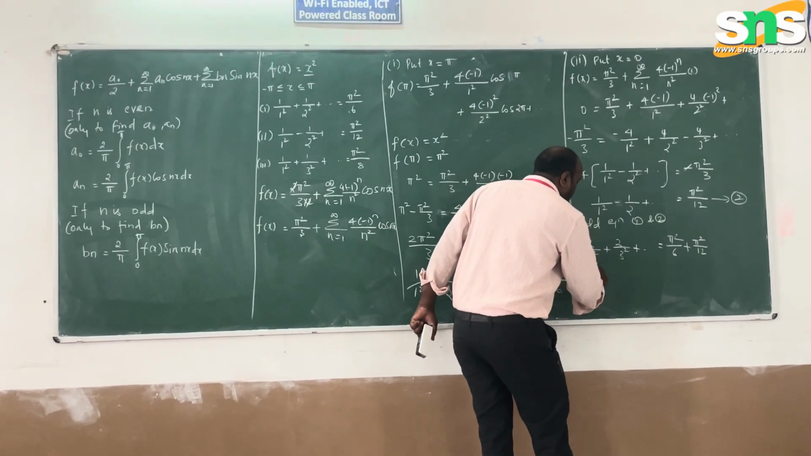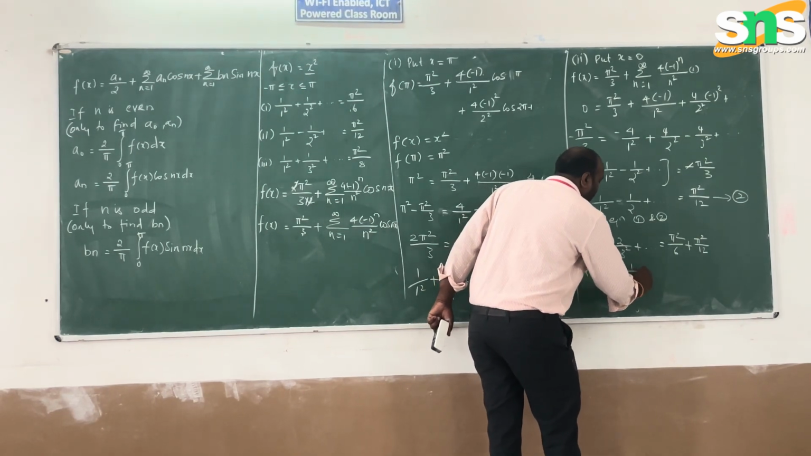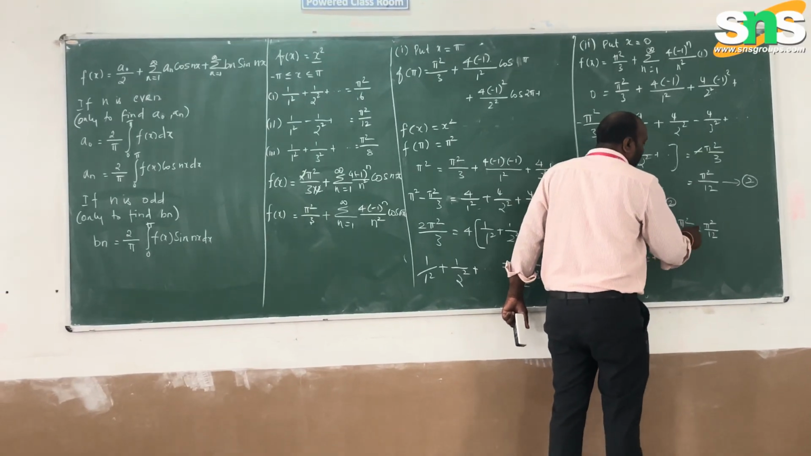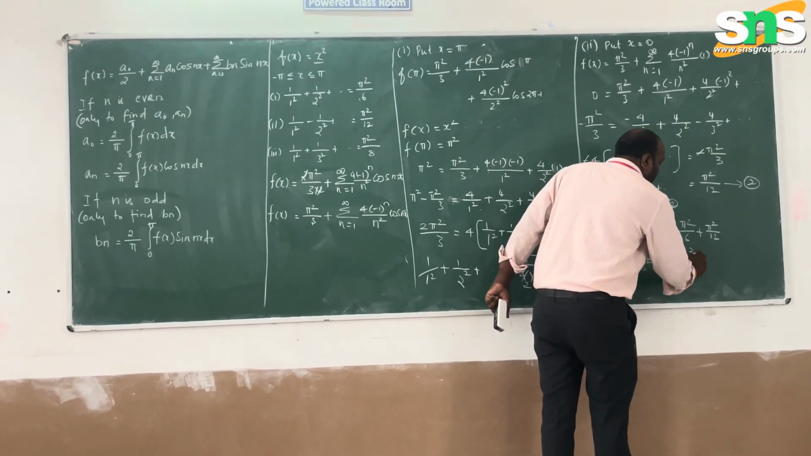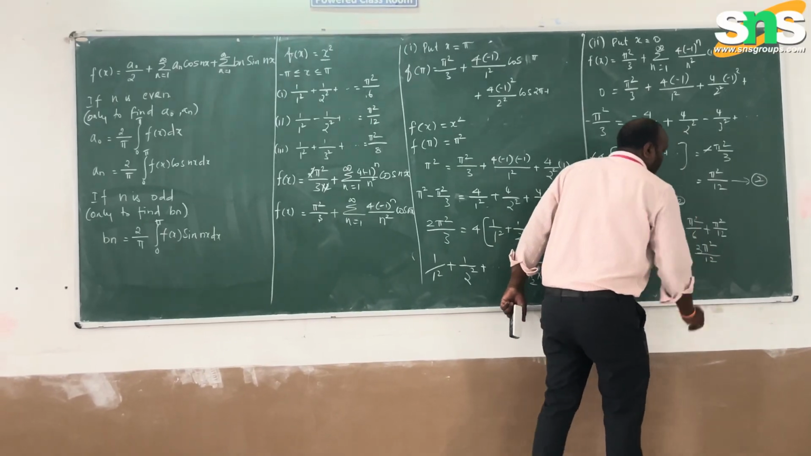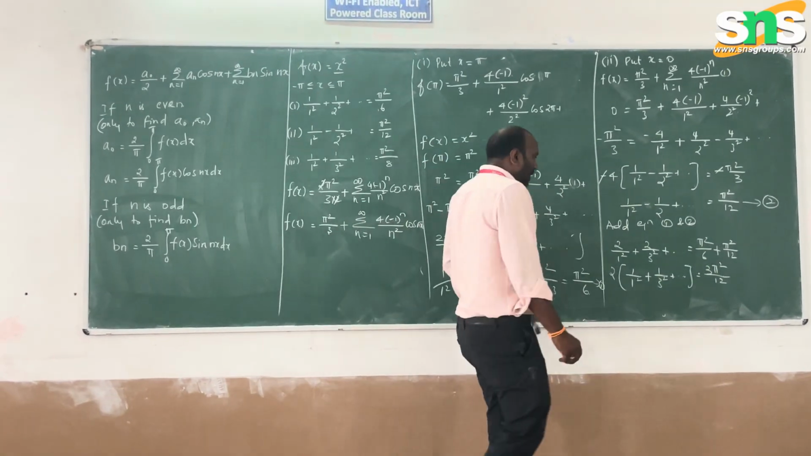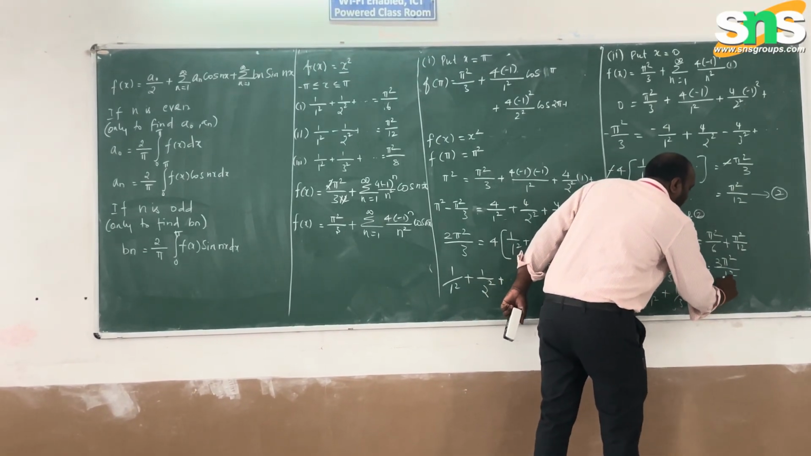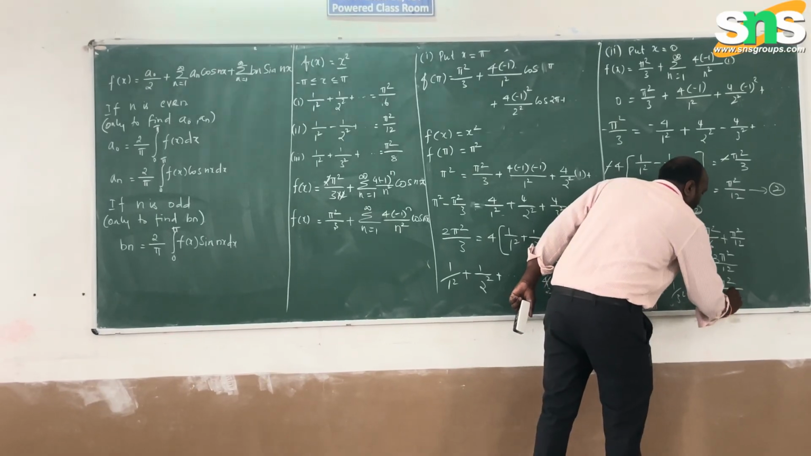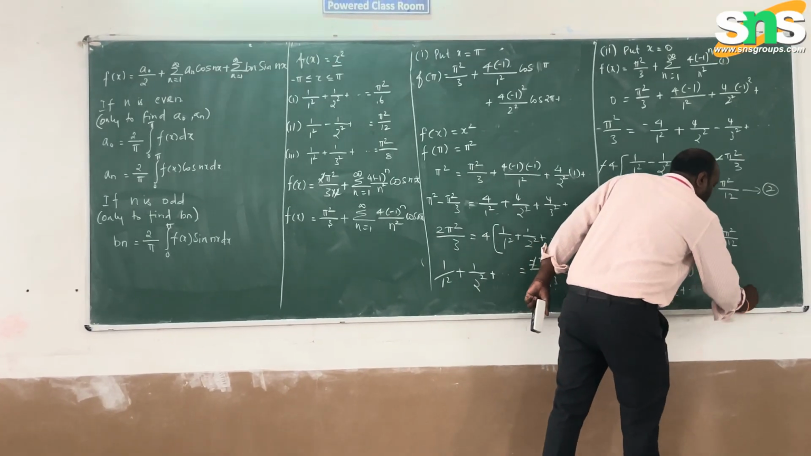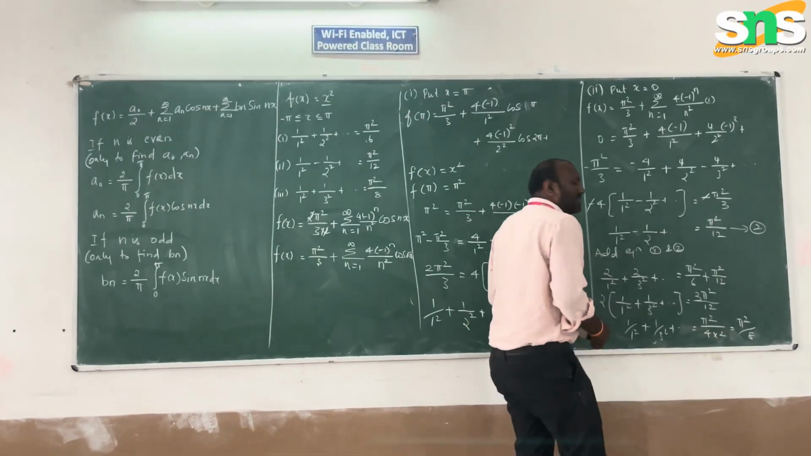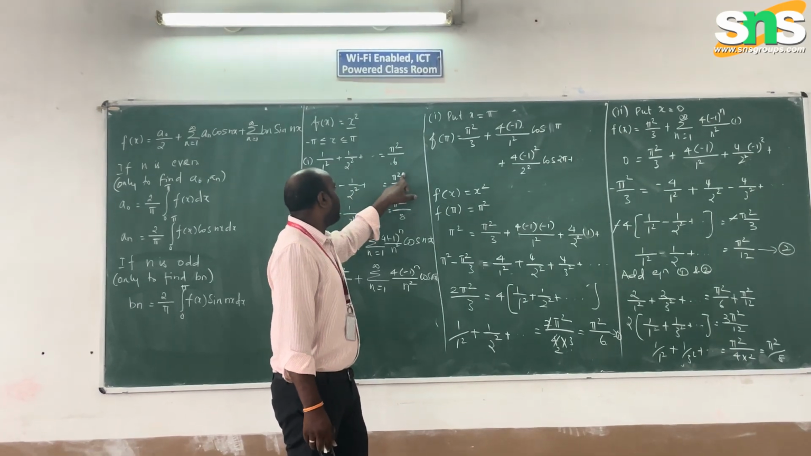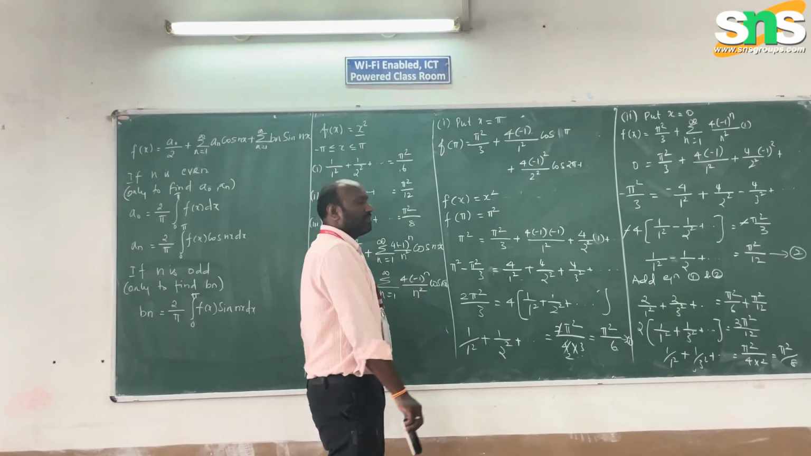So 2 will be taken common, so 1 by 1 square plus 1 by 3 square plus and so on is equal to 2 pi square plus pi square, 3 pi square divided by 12. Then 1 by 1 square plus 1 by 3 square plus and so on is equal to pi square by 4 into 2. So that is pi square by 8. So this is the final proof of this one. So 1 by 1 square plus 1 by 3 square plus and so on is pi square by 8. That is the final.